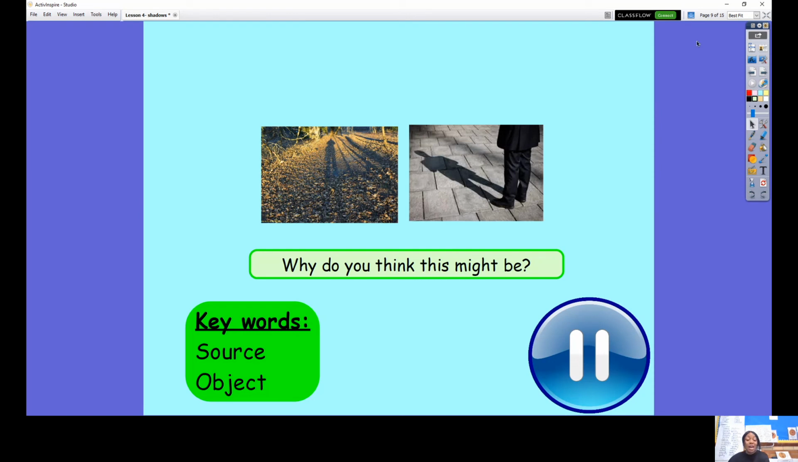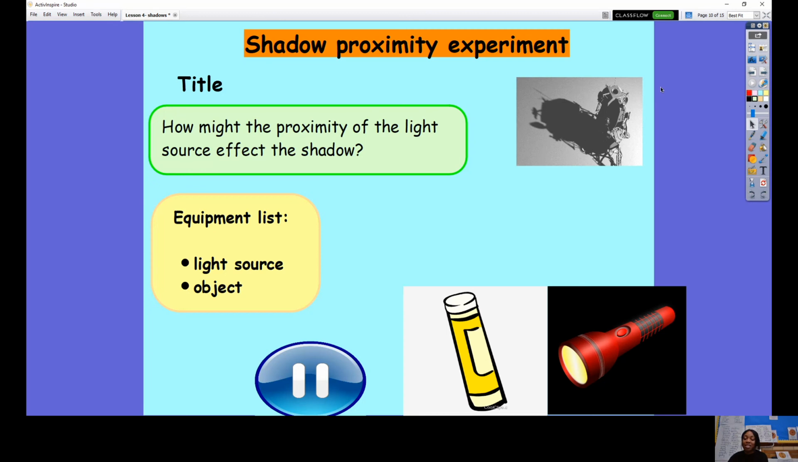Okay, thank you for that. I'm not going to tell you why they're different because that is what our experiment is for. Very, very exciting. We are going to be doing a shadow proximity experiment. We're going to be testing shadows and seeing how they differ and what is actually causing them. For that, what you need to do is make sure you have a pen and paper ready. You might want to pause this video until you get that. Get a pen and some paper.